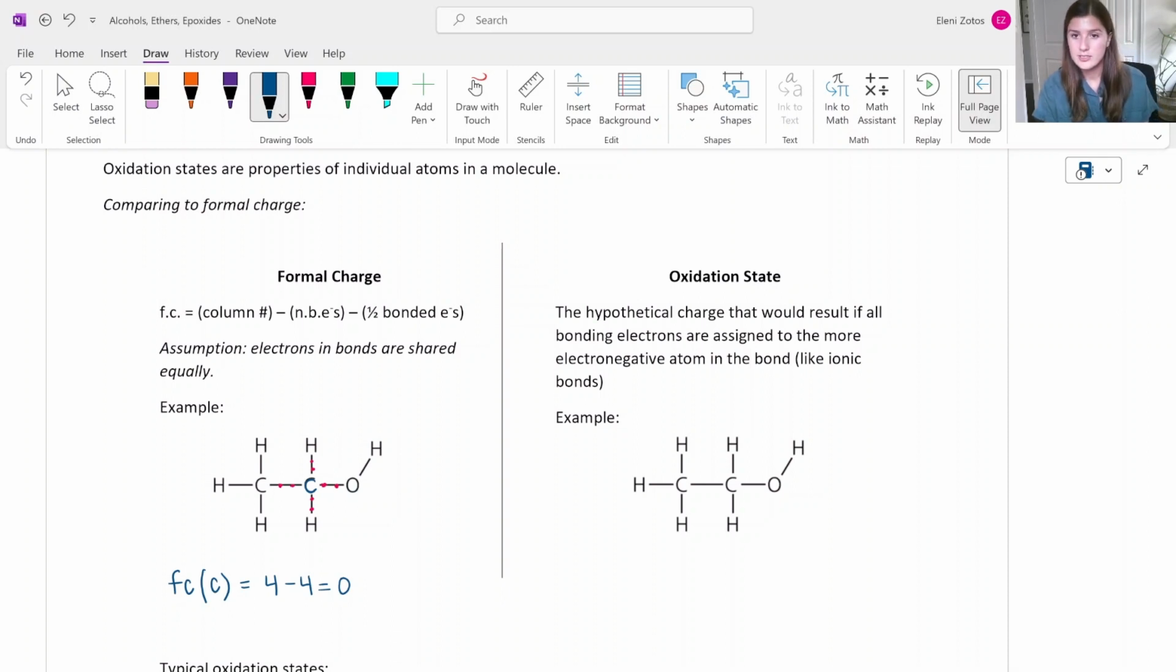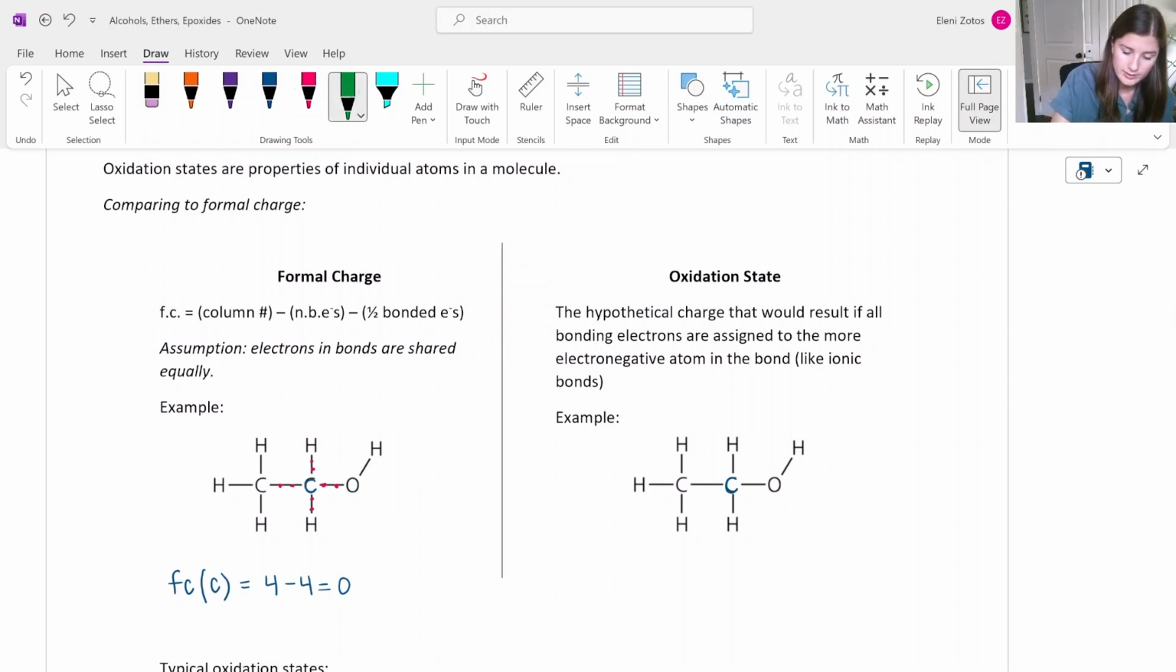For oxidation states, the main change in the assumption about ownership of electrons is that when calculating oxidation states, instead of assuming electrons in a bond are equally shared between the two atoms that are participating in that bond, the assumption is that the electrons are completely owned by the more electronegative element.